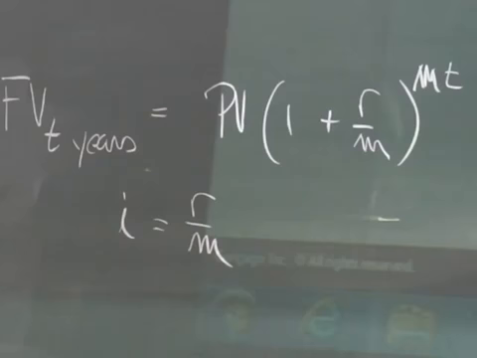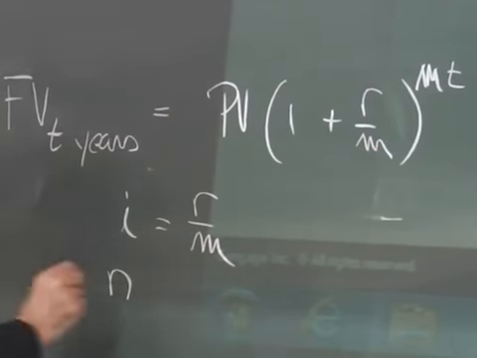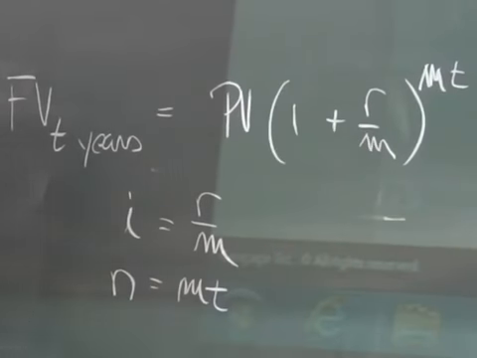Okay? And sometimes they use N to stand for the number of periods. So what was the number of periods in this calculation? 60, right? What is the general formula for the number of periods? It's the number of periods per year times the number of years, right? What's the symbol for number of periods per year? M. And what's the symbol for number of years? T. So this is MT. Right? So how can we rewrite this now?